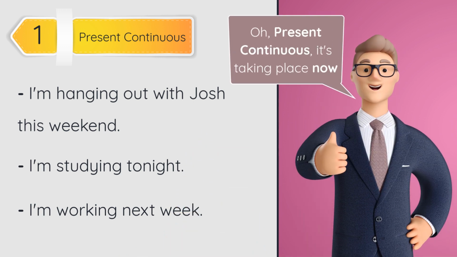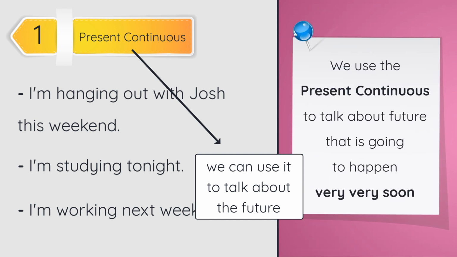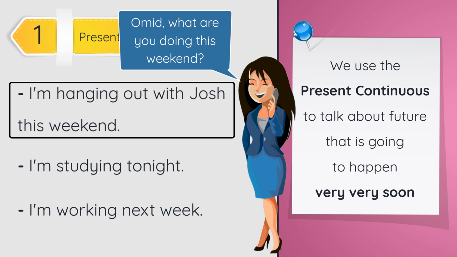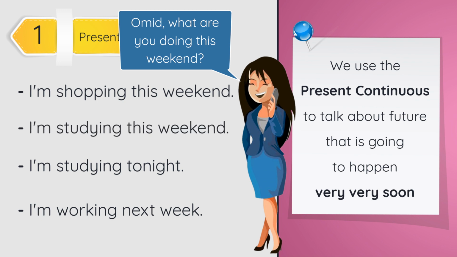So a lot of you know the present continuous. And you think, oh, present continuous, it's taking place now. You're right. But we can also use it to talk about the future. We use the present continuous to talk about future that is going to happen very, very soon. So, for example, if you ask me, Omid, what are you doing this weekend? Well, I'm hanging out with my friend Josh this weekend. Okay, or I might say, I'm shopping this weekend. I'm studying this weekend.